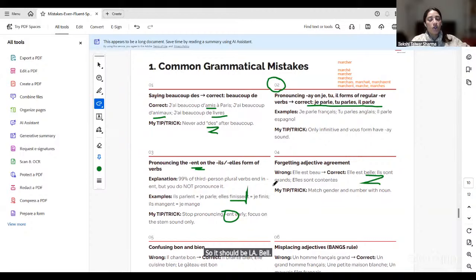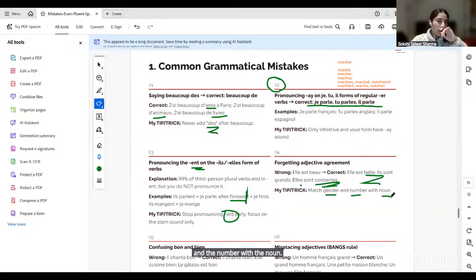Ils sont grands. Elles sont contentes. So contentes with E and S, very important, because we're talking about elles, which is plural and feminine. Okay? You have to match the gender and the number with the noun.